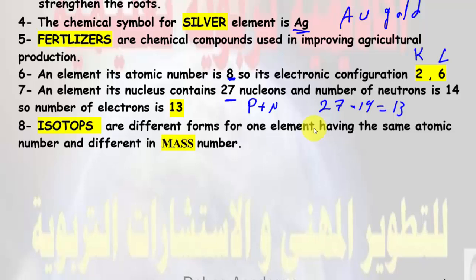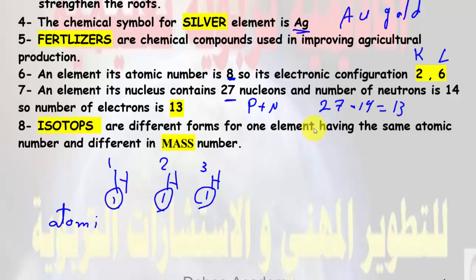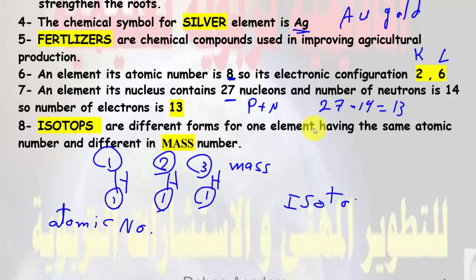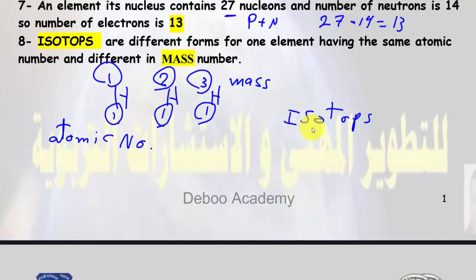Let's see what about these statements. H 1 1, H 1 2 and H 1 3. All of them are hydrogen. They are equal in atomic number. This one under the symbol is the atomic number. So they are equal in atomic number and different in mass number. So we call this case isotopes. So isotopes are equal in atomic number and different in mass number.